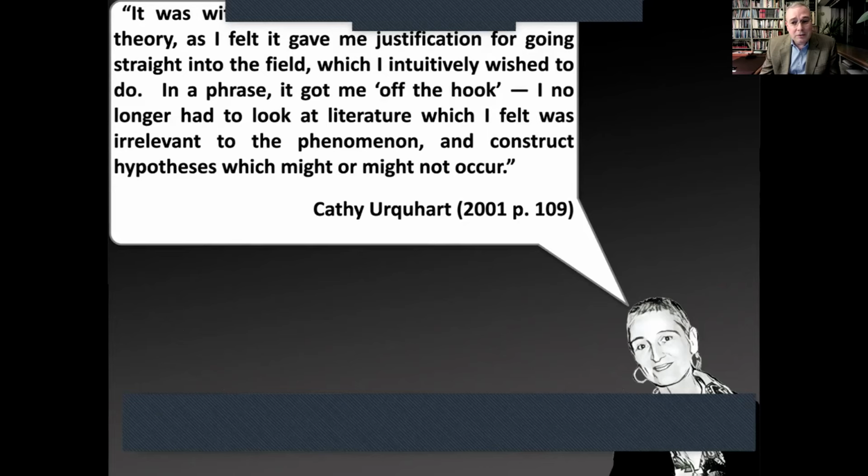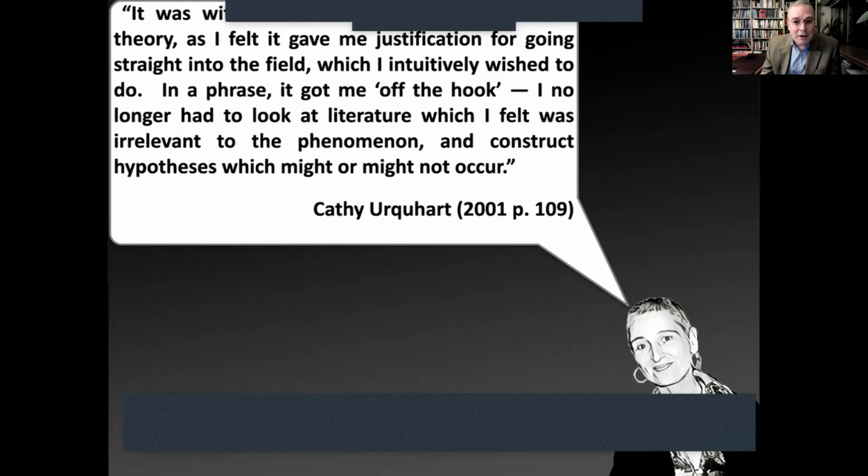This quote from Kathy Urquhart, she writes about her own graduate experience when she didn't have a clear idea about what she wanted to do, and so she went ahead and started trying to use grounded theory. And well, it worked out for her. She's a writer and researcher in information science, I believe, and she's a well-known grounded theorist in her field. But it doesn't always work that way for other people.